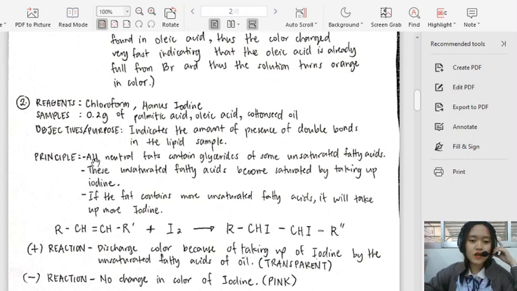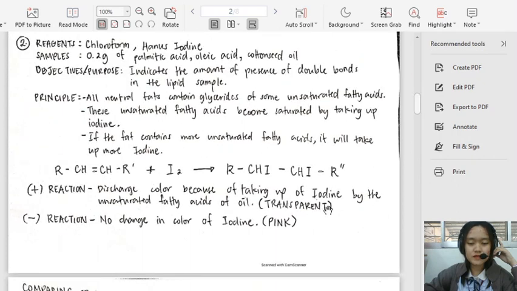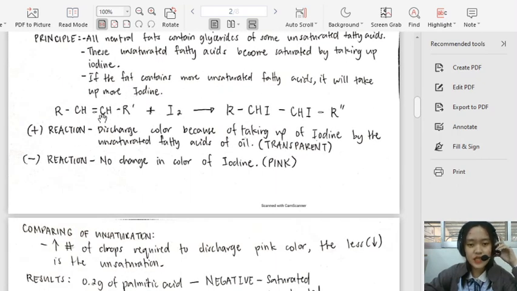So, principle, all neutral fats contain glycerides that of some unsaturated fatty acid. These unsaturated fatty acids become saturated by taking up iodine. Okay? So, since halogen yung inyong iodine, it will be bonded to the double bonds. So, if that fat contains unsaturated fatty acids, it will take up more iodine. So, ito yung kanyang solution class. You see here, this is the structure of your lipid. So, may double bond siya. Now, i-add mo siya with iodine molecules.